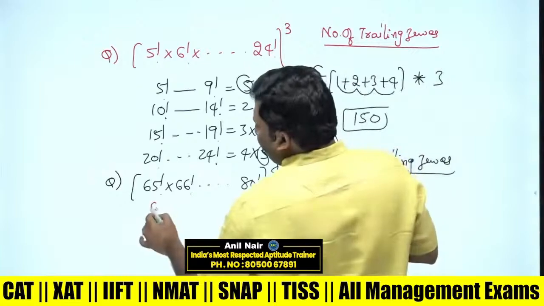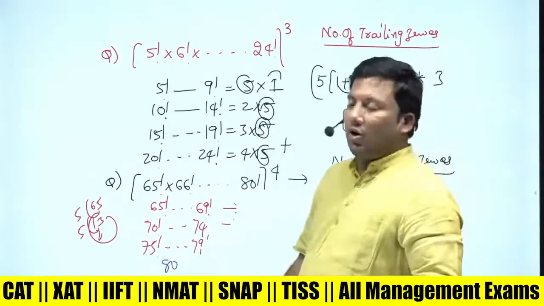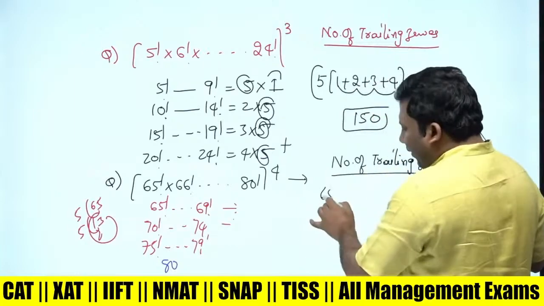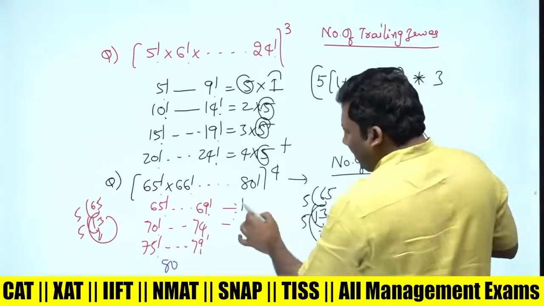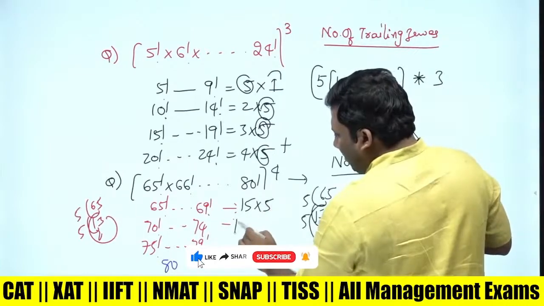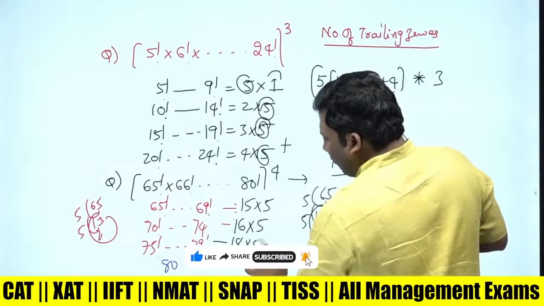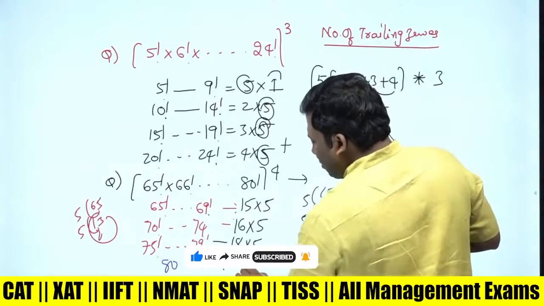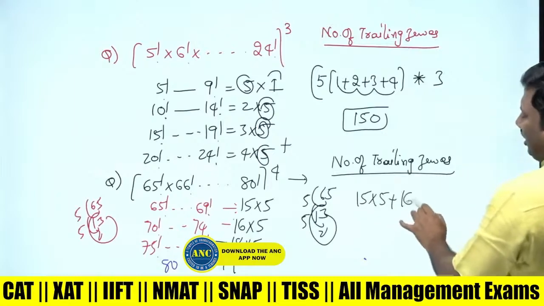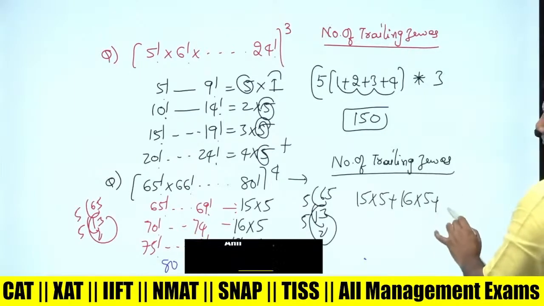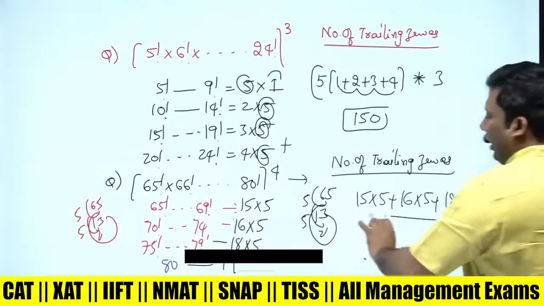First we will do 65 to 69. So 65, how many zeros are there? 65 will be 5 13s are, 5 2s are. It is 15 into 5. This will be 16 into 5. This will be 18 into 5. This will be 19. So answer will be 15 into 5 plus 16 into 5 plus 18 into 5 plus 19. I hope the idea is clear.